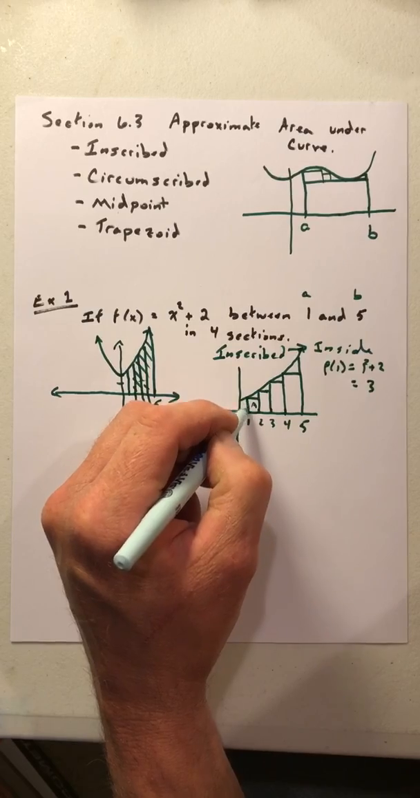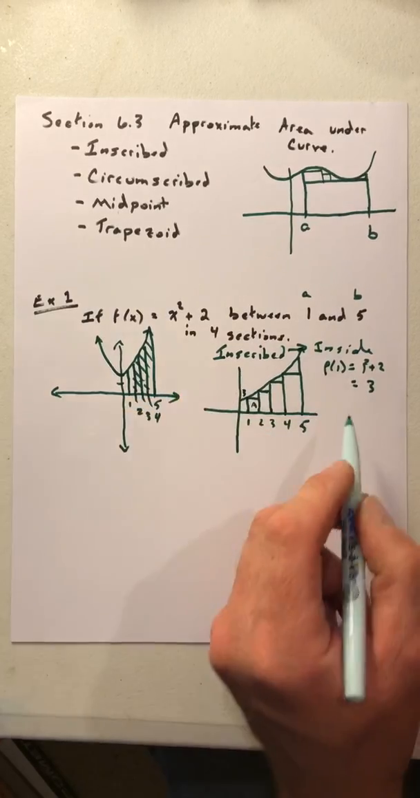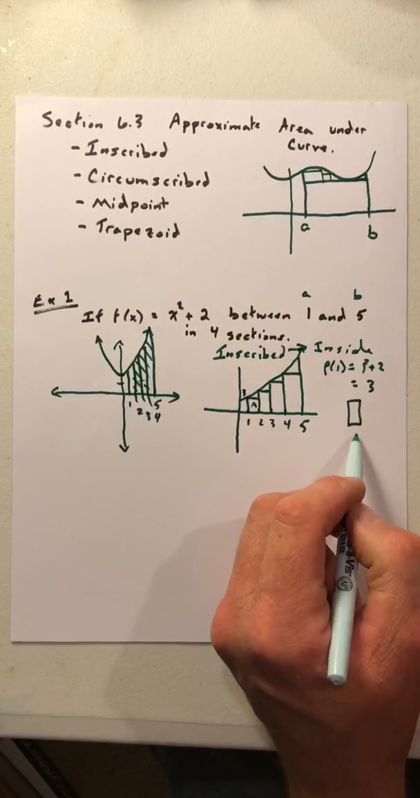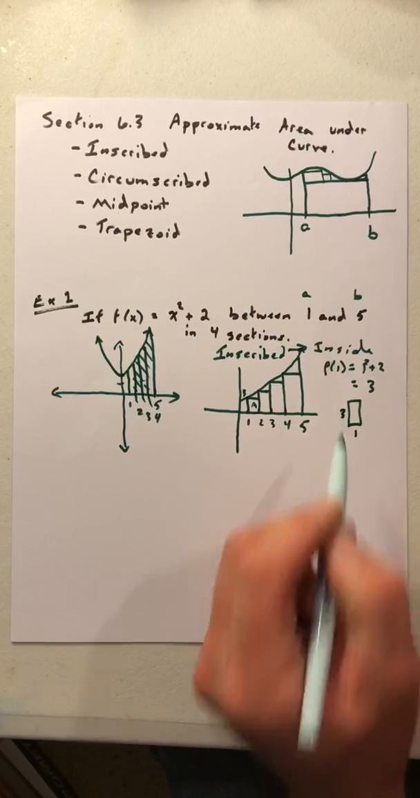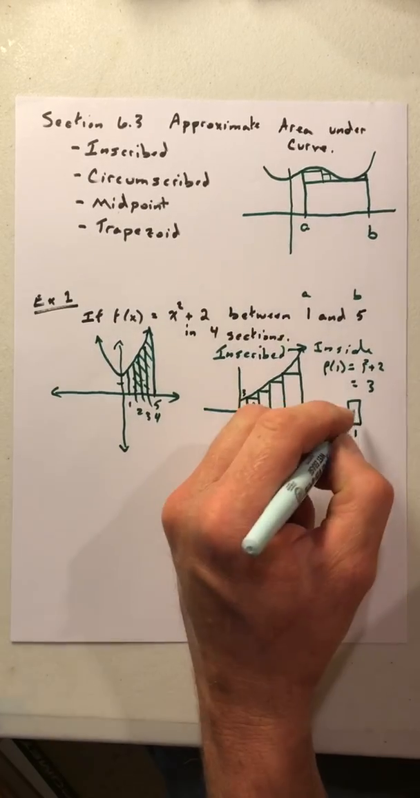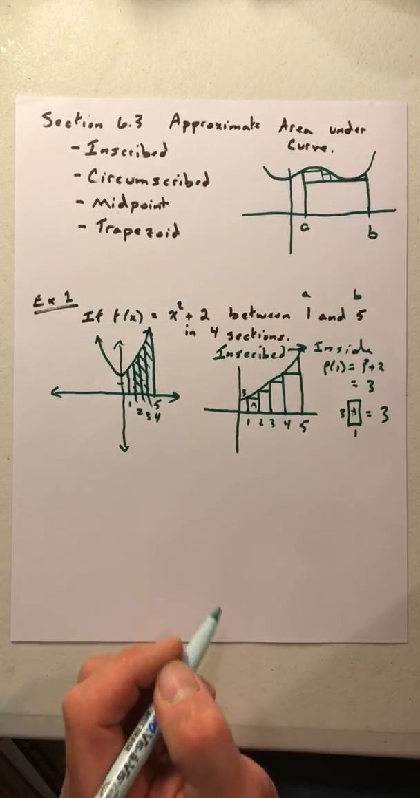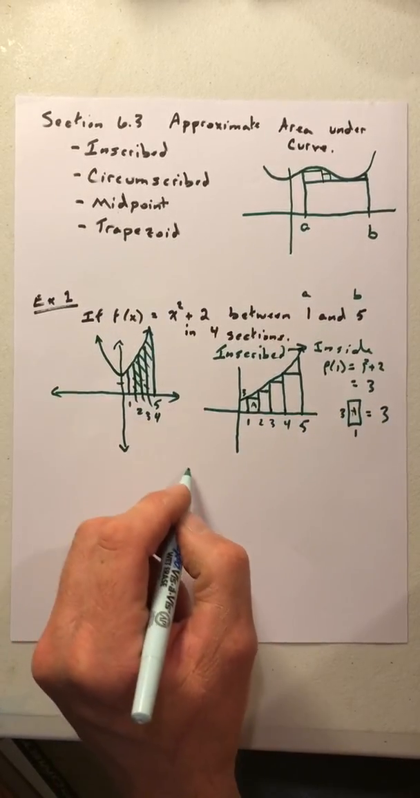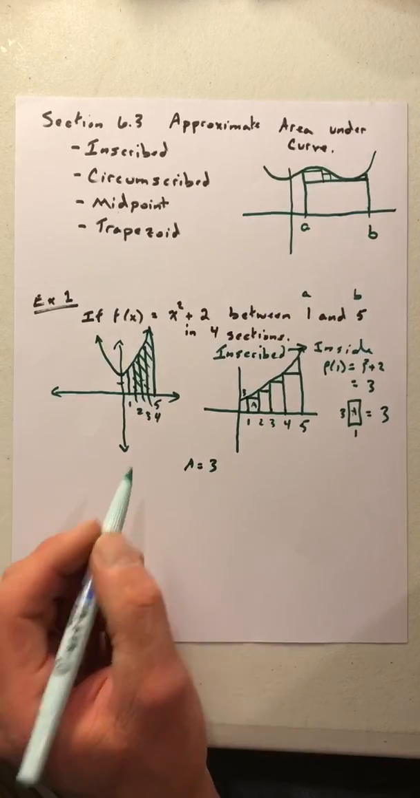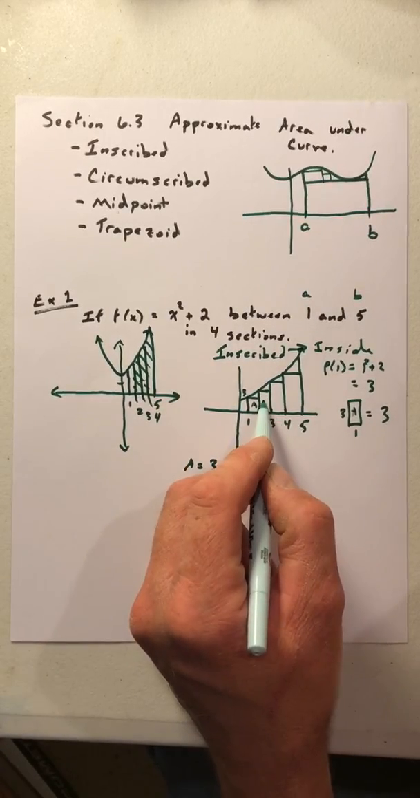So that gives us a height here of this rectangle A. So rectangle A is going to be 1 here, and it's going to be 3 tall. So the area of rectangle A is going to be 3. So we'll come off to the side here and say A equals 3. We're going to do the same thing for the next region.